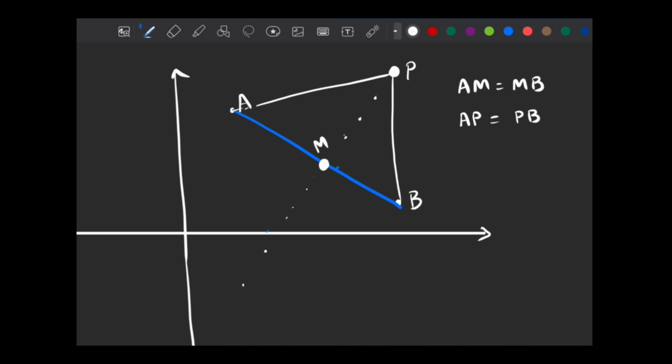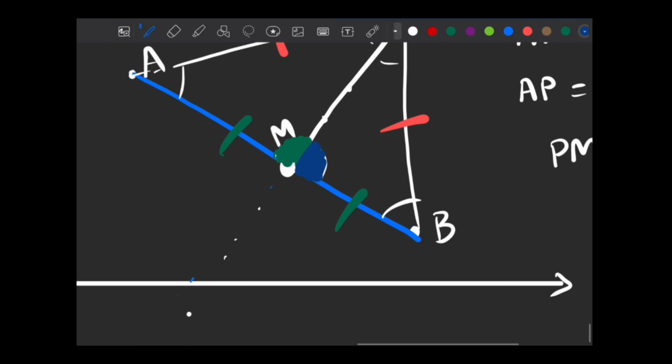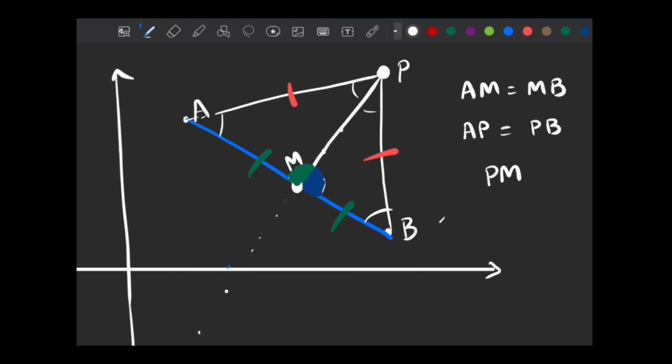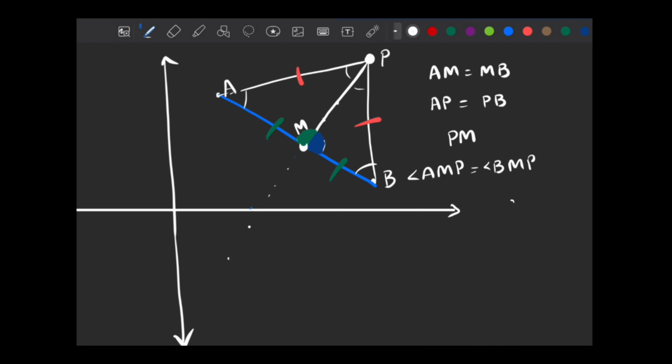Now, we can see that we've got two triangles formed here if I connect M and P. I know that the side PM is common to both of these triangles. We also know that the other two sides, so this is the same as this, and this is the same as this. So we have two congruent triangles, which must mean that all three angles are the same in both triangles. The two angles that lie on this line AB, angle AMP and angle BMP, are equal because the triangles are congruent. They are equal and they also lie on a straight line. They must both be equal to 90 degrees. So we've shown that that line is perpendicular.